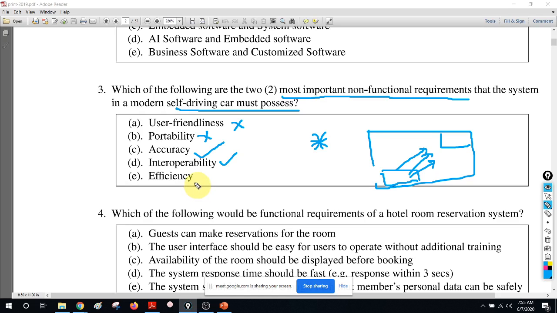Of course efficiency, if it means it has to take quick decisions, I will go with that, because quick decisions are really needed, right? Quick decisions are really needed, so therefore this is a debatable answer. So actually, out of three, now we have to pick two. It is most important. I will go for C and D.